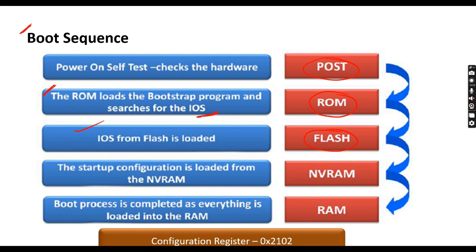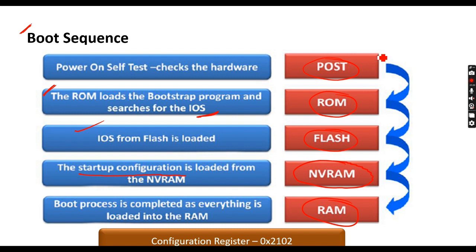Once the operating system is loaded from the flash memory, the next process is to load your startup configuration. If you have saved any configuration, that is known as the startup configuration. Those old configurations are loaded from the NVRAM. Once the operating system and startup configuration are loaded, everything is put into the RAM and it comes to the working condition. The boot process is completed as everything is loaded into the RAM.